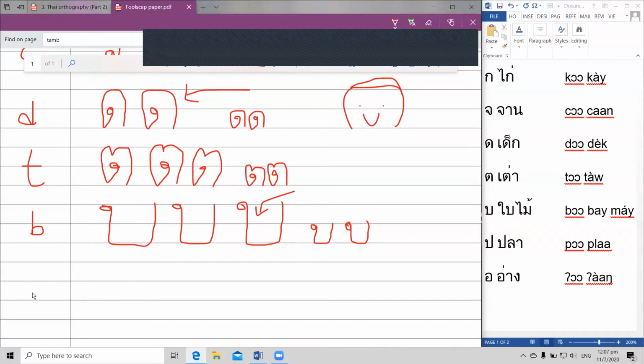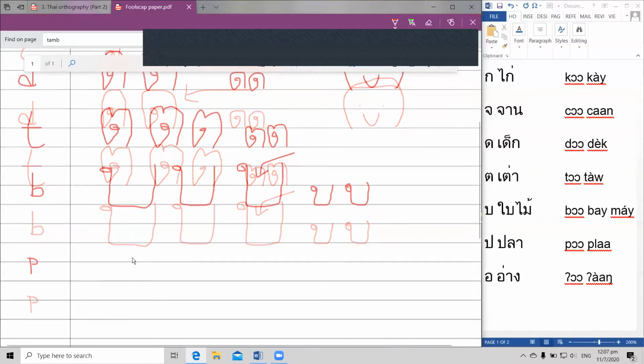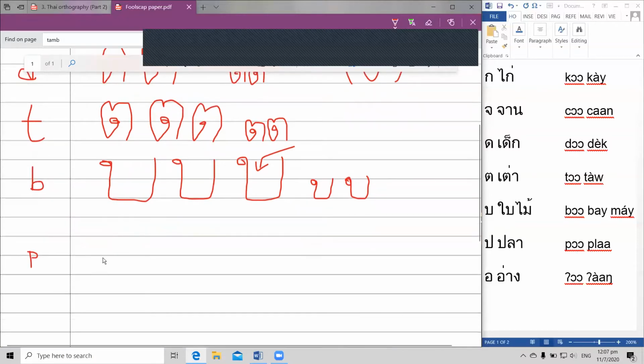Next we have po pla, right? Po pla. So if you look over here, po pla looks like bo bai mai a little, but there's a tail over here that extends beyond the line over here. So po pla, right, should look something like this.